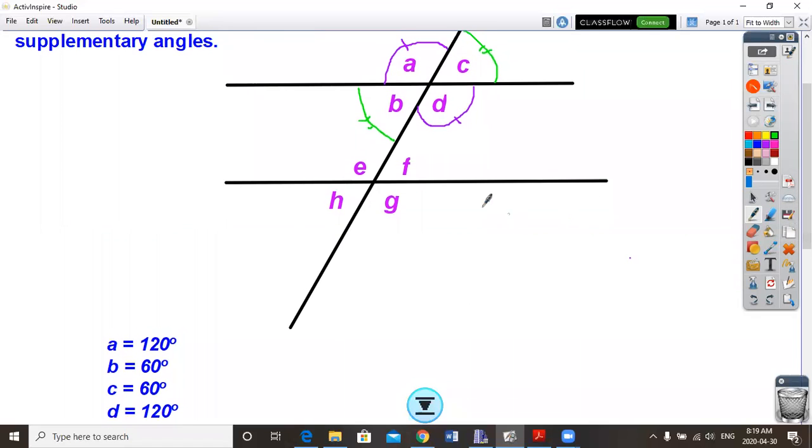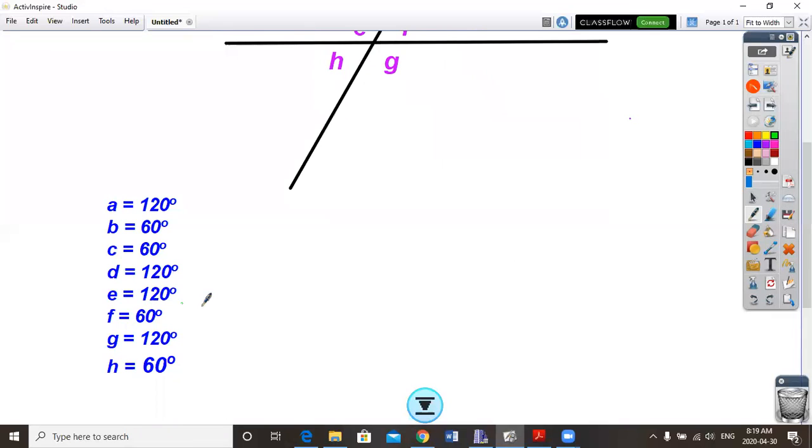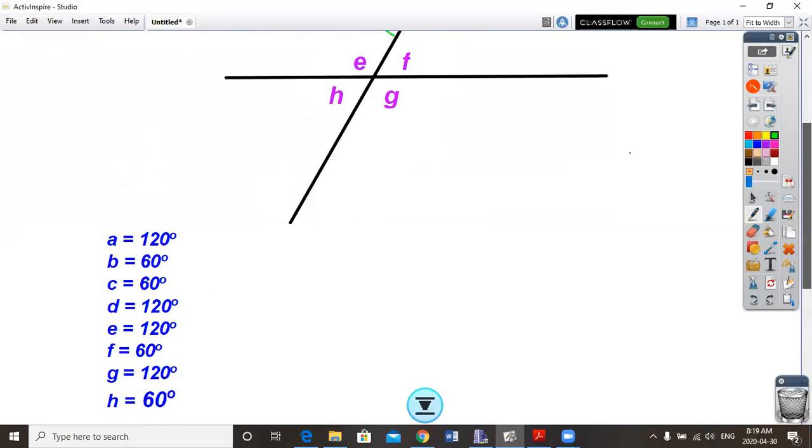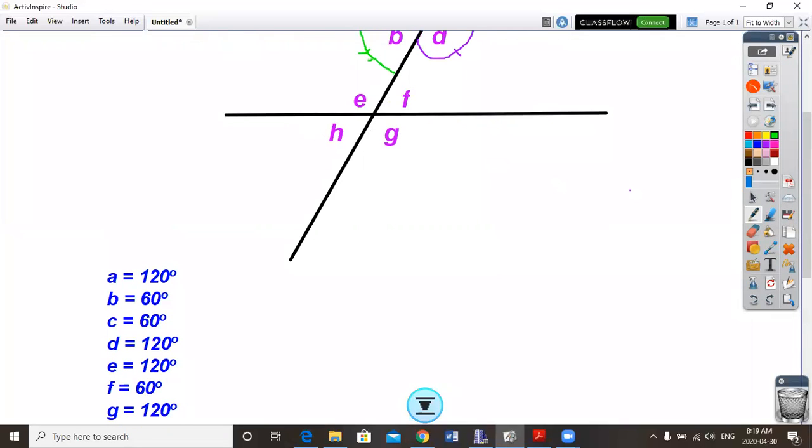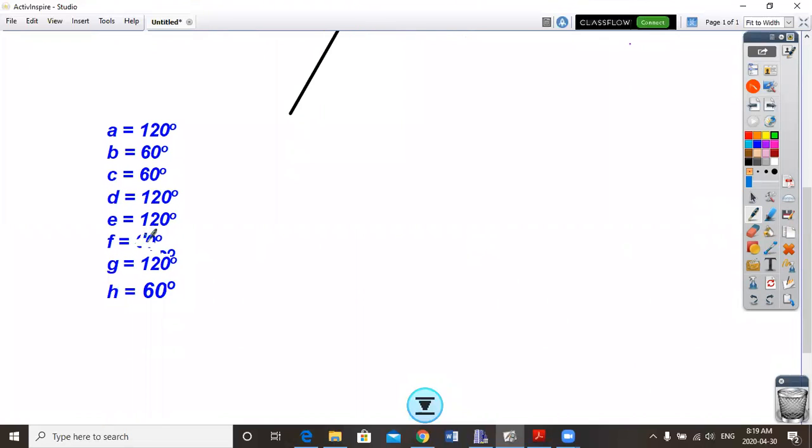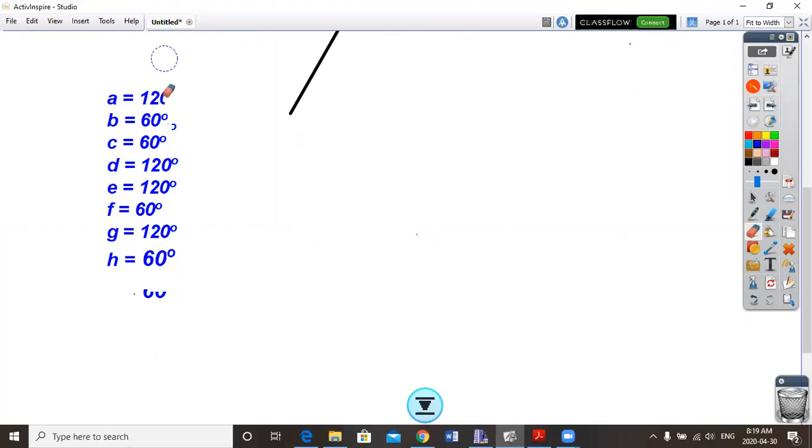We would expect then that angle E and G would equal each other. Let's confirm. E is 120, G is 120. Correct. And F and H should be equal to each other, and they are both equal to 60 degrees. So that is important that we just confirmed. Okay, we've just confirmed that vertically opposite angles are congruent to each other.